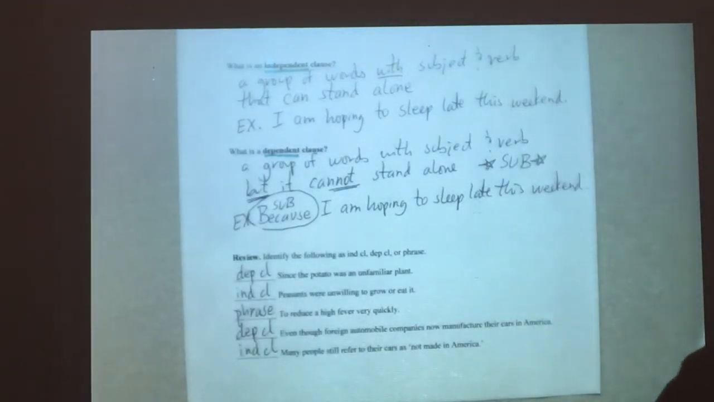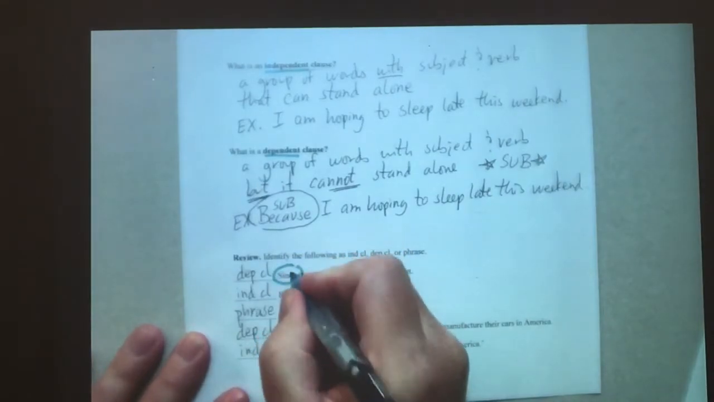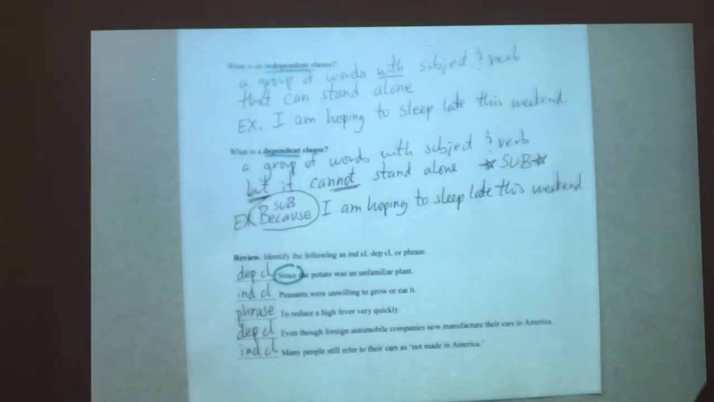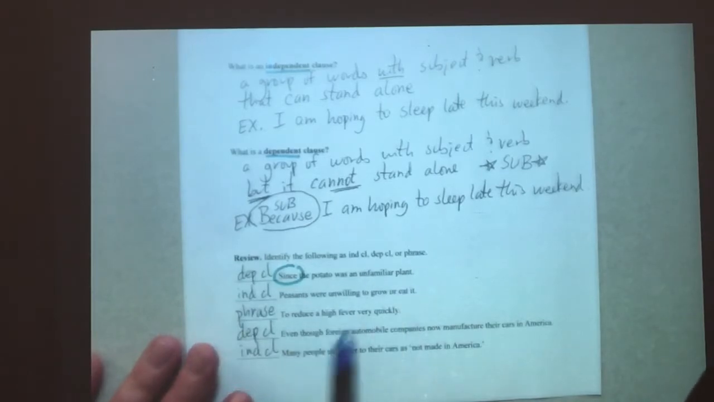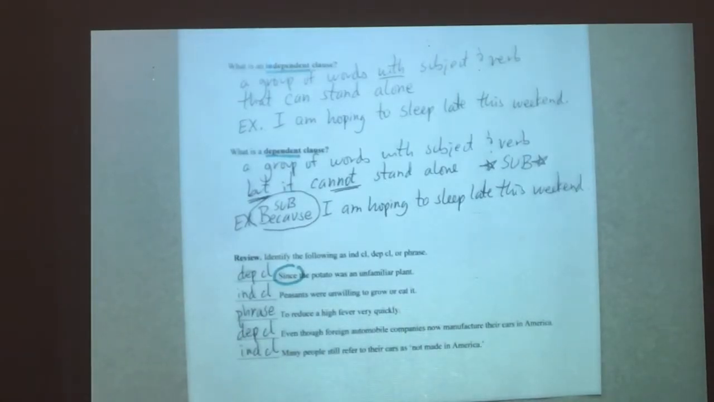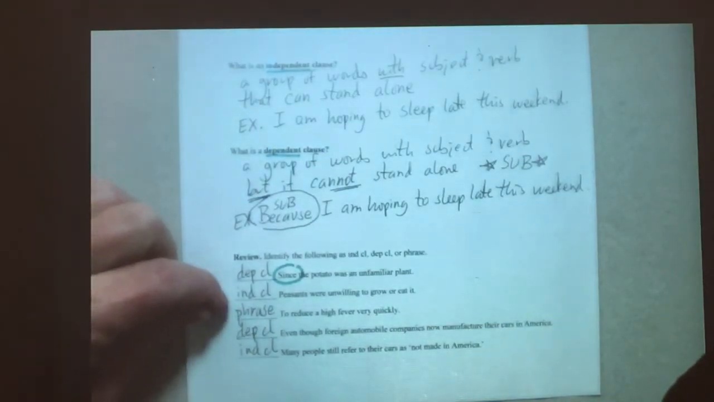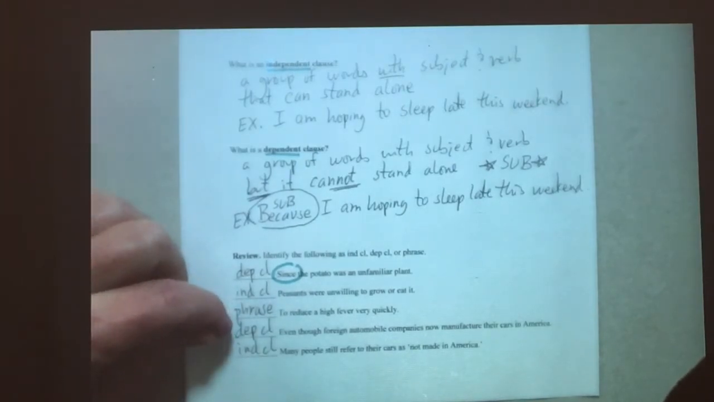So now, the first one what do we see? We see the word since. And if we look on our handy-dandy reference sheet, we see it's a sub. Since the potato was an unfamiliar plant. That has subject and verb, but doesn't have a complete thought, so that's a dependent clause. The next one, peasants were unwilling to grow or eat it. Ah, that makes sense, right? We have subject and verb, complete thought, independent clause.